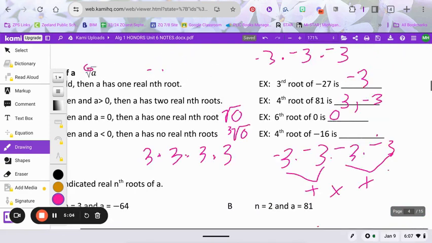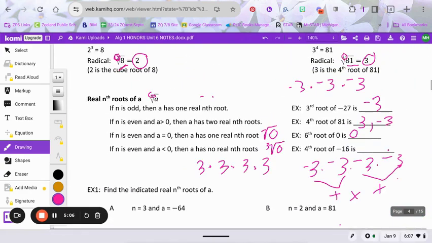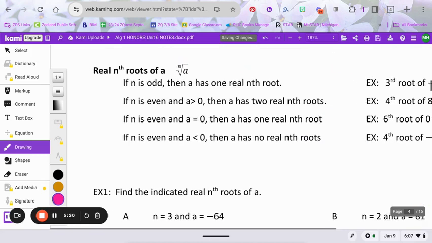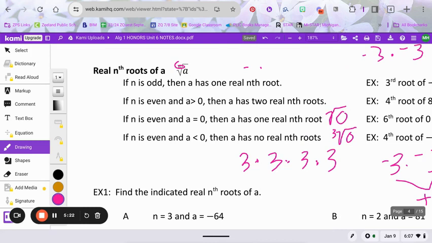And then last but not least, if we have an n that is even, but the number inside is negative, there's going to be no solutions. So again, let's think about why that is. Let's say that I've got the 4th root of negative 81. So right away, I'm noticing that even number.